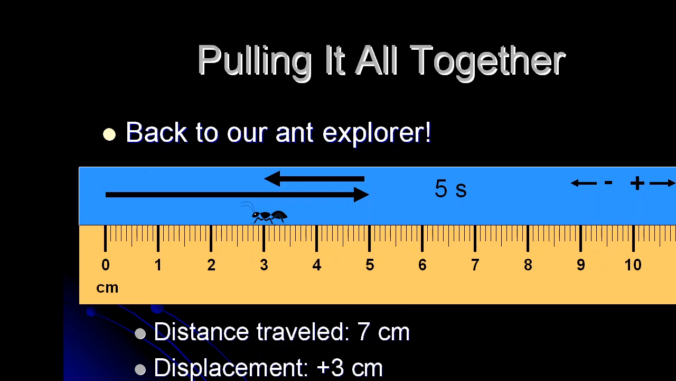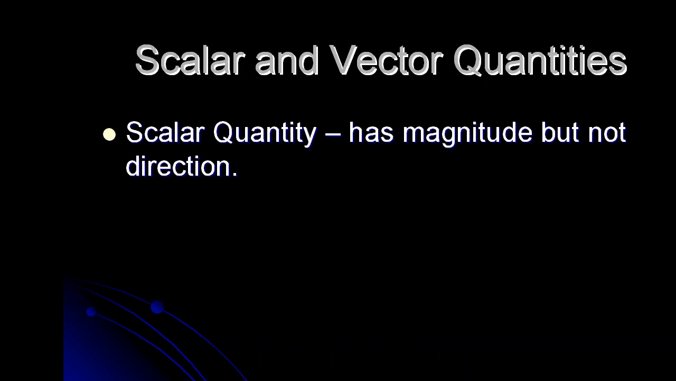Velocity is displacement divided by time. His velocity is positive 3 centimeters divided by 5 seconds. What is that? We get 0.6 centimeters per second in the positive direction. In the positive direction.